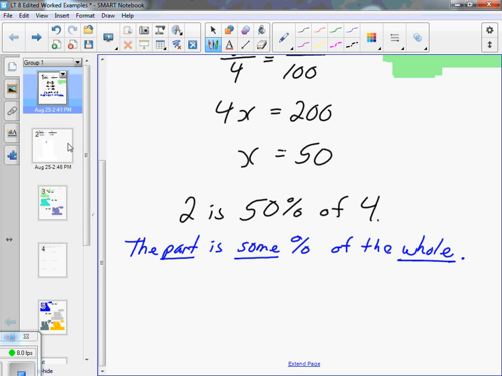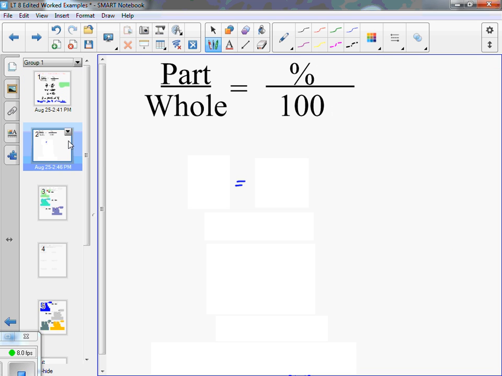Any questions so far? I'll give you a second to write that down. All right, keep it in mind that part is to whole as percent is to 100.